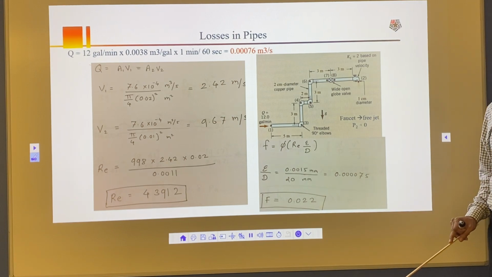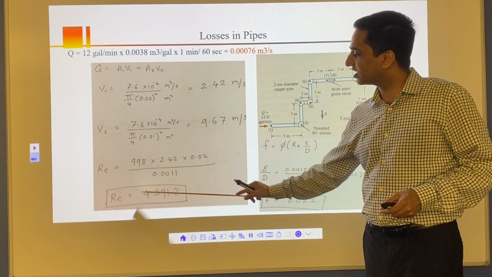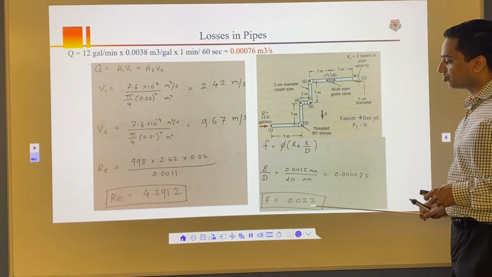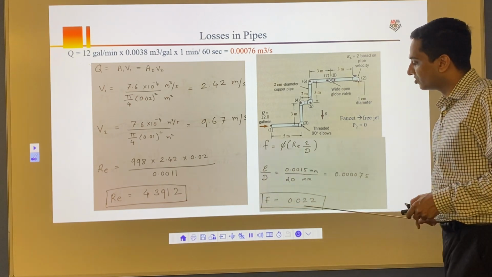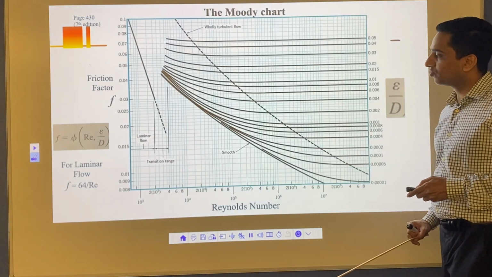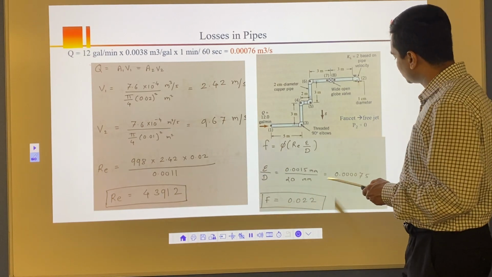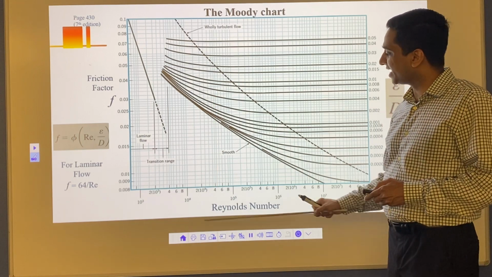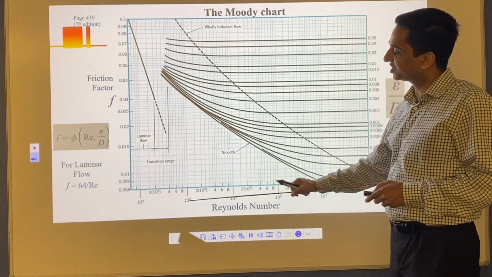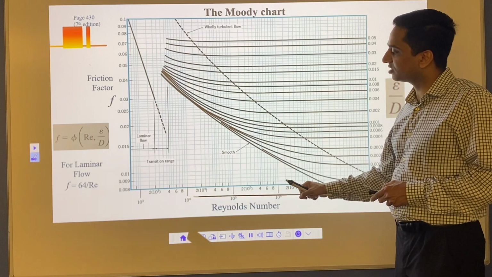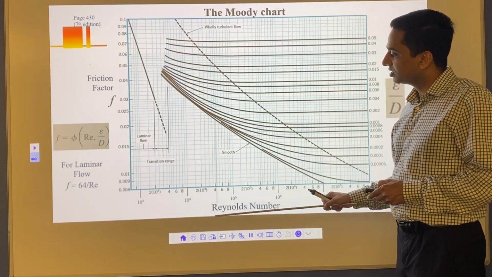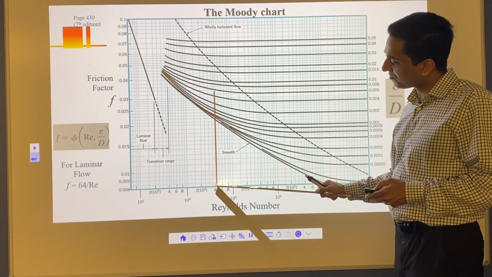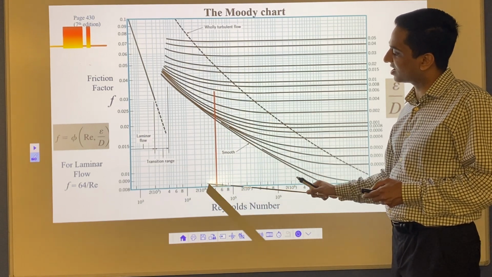You need to learn how to use the Moody chart. Get your Reynolds number, get your epsilon by D, and get your value 0.022. Let's see if we get this value 0.022. So first 44,000 and 0.000075. This is our Moody chart. We locate our 44,000. So 10,000 here, 20,000, 40,000. So 44,000 will be just somewhere here. From 44,000, I'm going to draw a line. So this is my red line here.